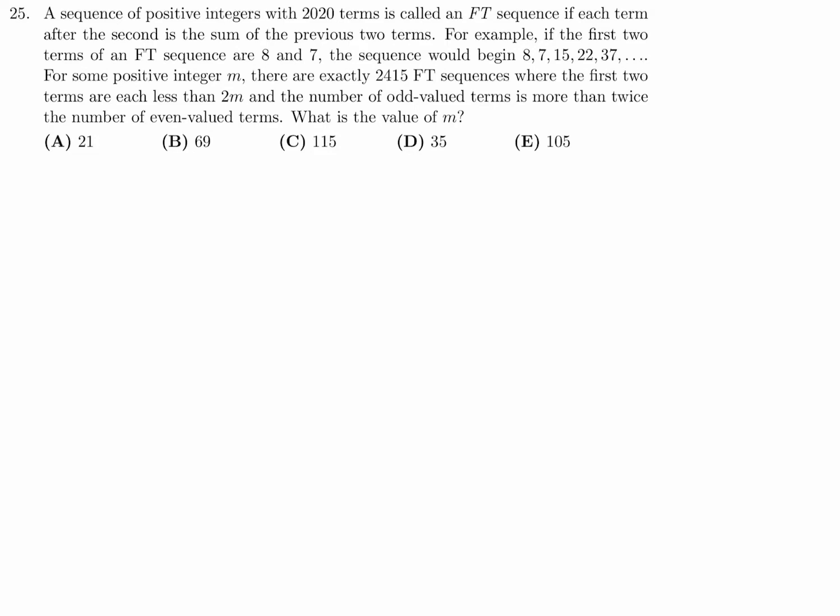A sequence of positive integers with 20 terms is called an FT sequence if each term after the second is the sum of the previous two terms. For example, if the first two terms of an FT sequence are 8 and 7, the sequence would begin 8, 7, 15, 22, 37, and so on. For some positive integer m, there are exactly 2,415 FT sequences where the first two terms are each less than 2m, and the number of odd valued terms is more than twice the number of even valued terms. What is the value of m?